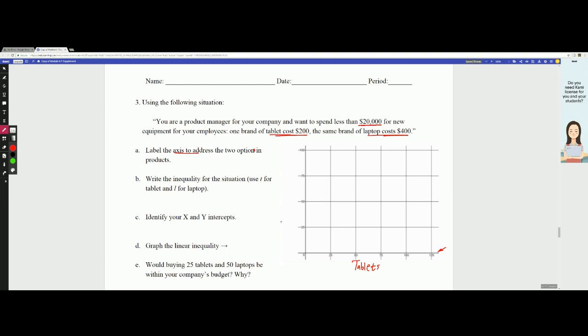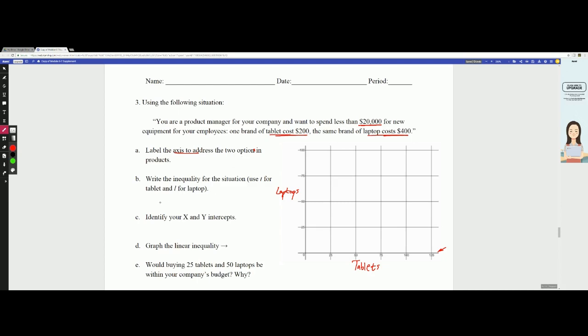And as for laptops, oh boy, I've never actually written sideways before. I don't think I can. Oh my goodness, I have never written sideways before. Okay, well, here we go. Laptops. All right, so laptops is going to be our output, our y-axis, in this situation.